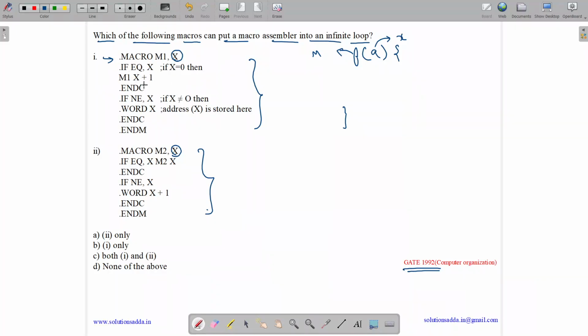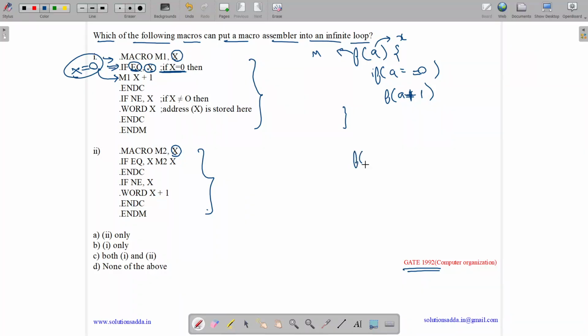It is checking the value of the accumulator with the value of X, and it is true if X equals 0, which means for a value of X equals 0, we will call M1 X plus 1. It is similar to writing if A equals 0, then call the recursive function f with A plus 1, which means it is again calling the function. Okay, let us see this one.